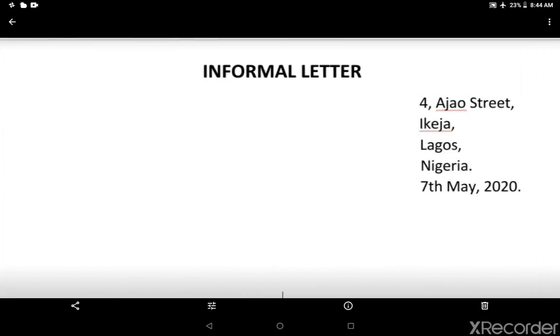So that's for address. We move on now to date. Under date, look at it. Of course, date could be written anyhow, but remember this is an examination that's going to be marked. So we are going to be having it written like this. Write something like 7th May 2020.